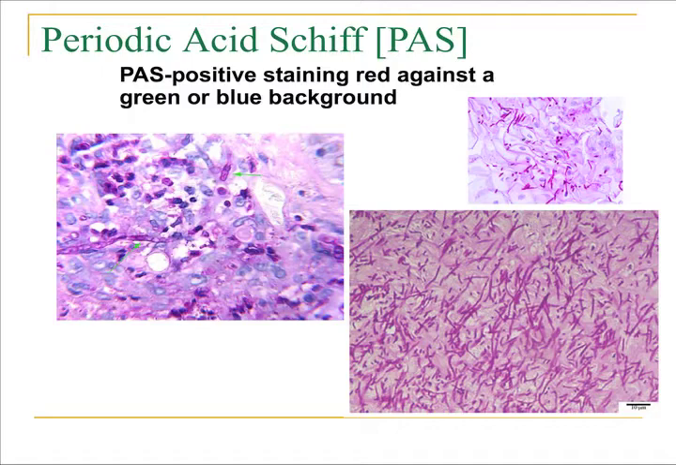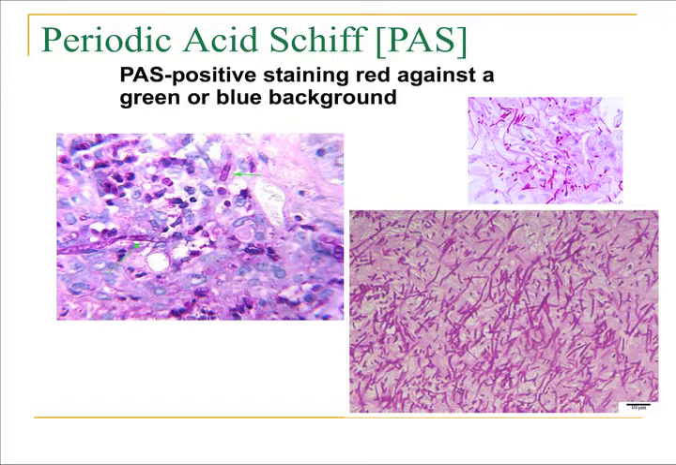On the next slide are some pictures of PAS, or periodic acid-Schiff stain. A PAS stain can also be used to visualize fungal hyphae and yeast. On this stain, the organisms will stain red against a green or blue background.